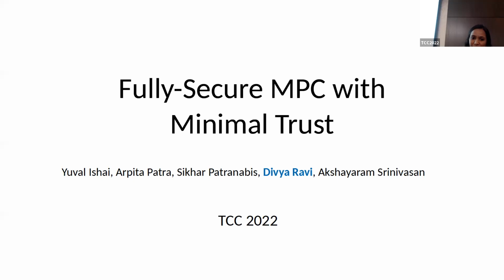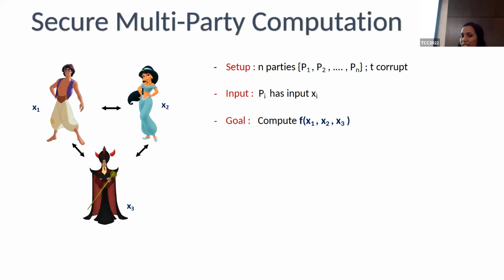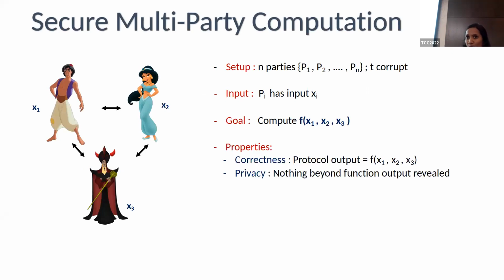This talk is based on a joint work with Yuval Ishai, Arpita Patra, Shikhar Patranabis, and Akshayaram Srinivasan. So let me quickly begin with what secure multi-party computation, or MPC, means. Suppose you have n mutually distrusting parties out of which t are corrupt, and the goal is that they want to compute some combined function on their private inputs. MPC gives them a way to do so while ensuring that they get the correct output and that nothing beyond the function output is revealed.